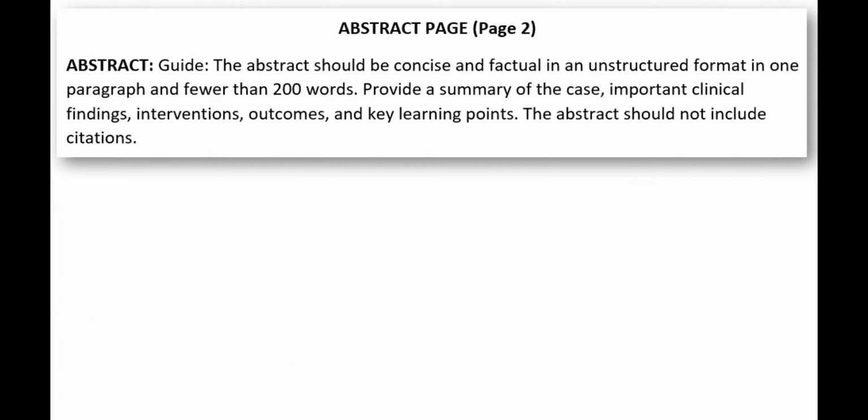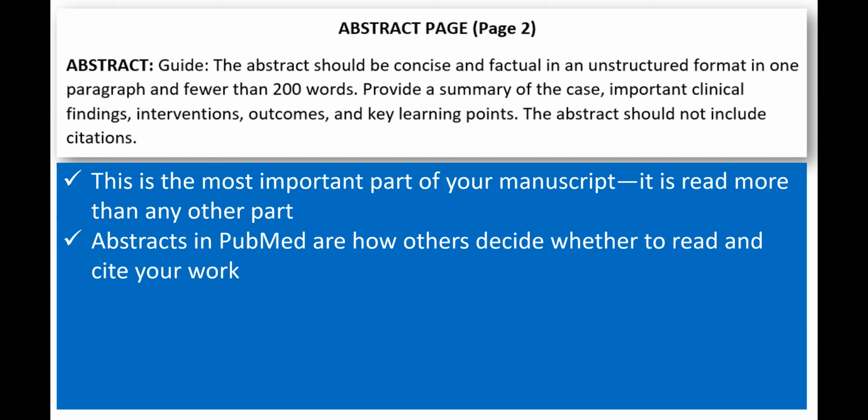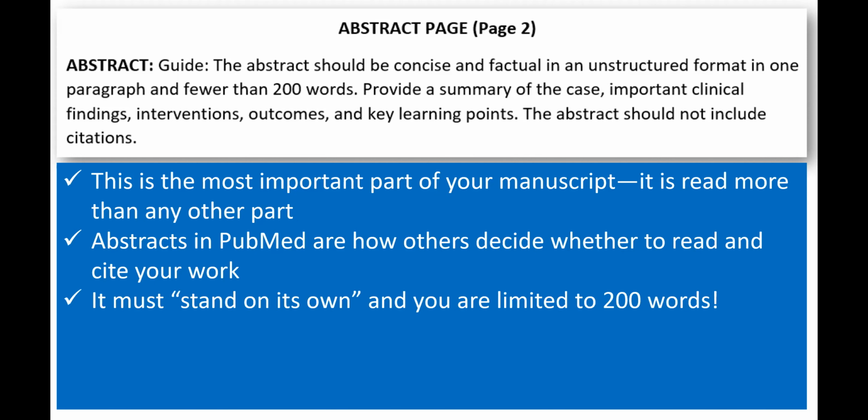Page 2 is the abstract. It should be concise, factual, unstructured format, fewer than 200 words. You provide a summary of the case, important clinical findings, interventions, outcomes, and key learning points. The abstract should not include citations. This is the most important part of your manuscript. It is read more than any other part. Abstracts in PubMed are how others decide whether to read and cite your work. It must stand on its own, and you're limited to 200 words.